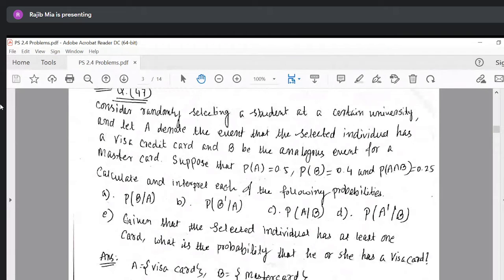Given that the selected individual has at least one card, what is the probability that he or she has a Visa card? It is given that the selected individual has at least one card, and what is the probability that he or she has a Visa credit card? What probability do you have to find? Sir, P of A by B.